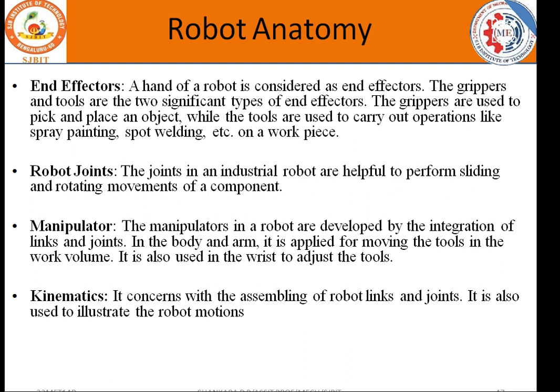Robot joints are helpful to perform sliding and rotating movements of a component. A manipulator in a robot is developed by the integration of links and joints. The body and arm are applied for moving the tools in the work volume. Kinematics is concerned with the assembling of robot links and joints. It is also used to illustrate the robot motion.